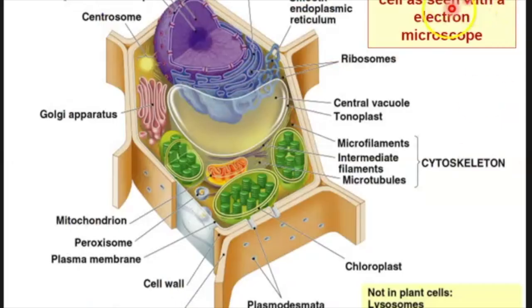Here is a plant cell as seen with an electron microscope. Nucleus, endoplasmic reticulum, mitochondria, cell wall, chloroplast, cytoskeleton, tonoplast, central vacuole, ribosome, smooth endoplasmic reticulum, and rough endoplasmic reticulum. Not found in plant cell: lysosome, centriole, and flagella.